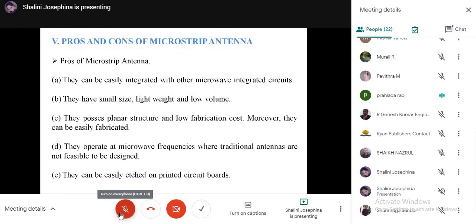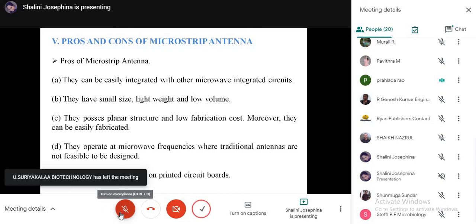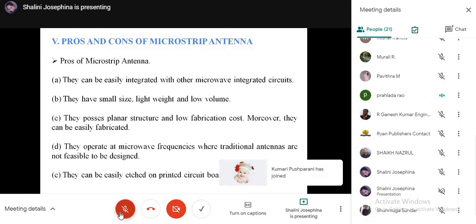Now coming to the advantages and disadvantages of your microstrip antenna. The first one is that they can be easily integrated with other electrical devices. They possess very small weight, small size and low volume. They possess a planar structure and can be fabricated at very low cost, and moreover they can be easily fabricated. They operate at gigahertz or microwave frequencies where traditional antennas cannot be operated. They can be easily printed on printed circuit boards. Okay, next slide, madam.